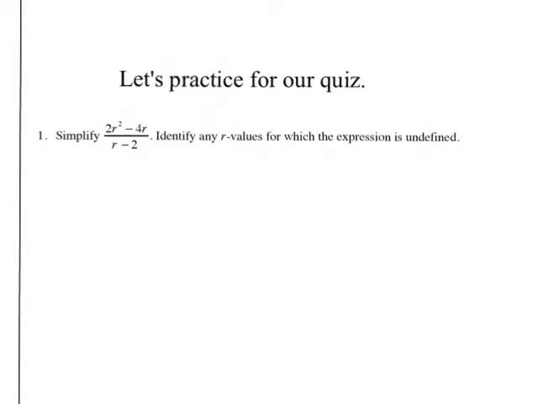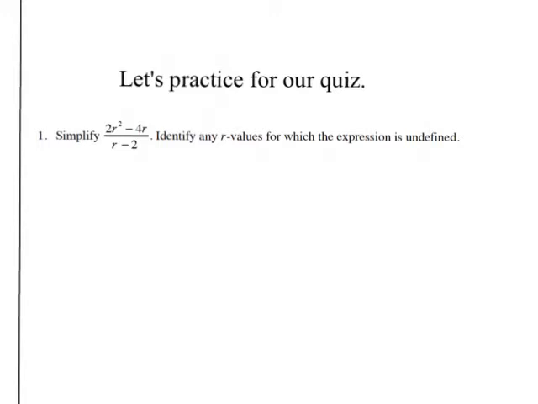Alright, what we're going to do today is I want you to work through each of these quiz review questions. There's 6 of them. On each one, I want you to pause the video, do the question on a separate sheet of paper, and after each problem, we're going to work through it together. In the first problem, it says simplify that rational expression, identify any r values that will make the expression undefined. Pause me and work through it, and then we'll look at it together. Go ahead and pause.